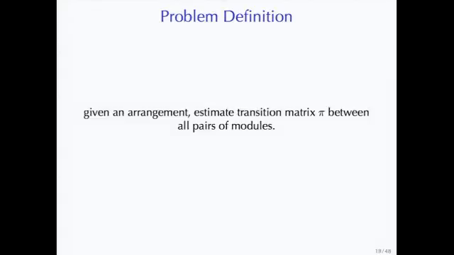Now, the actual way I'm going to be studying this data is to try to estimate that matrix we saw earlier. So that black and white matrix, I want to try to estimate the size of those white squares. I want to estimate the transition probabilities between all pairs of modules on the page. Okay?